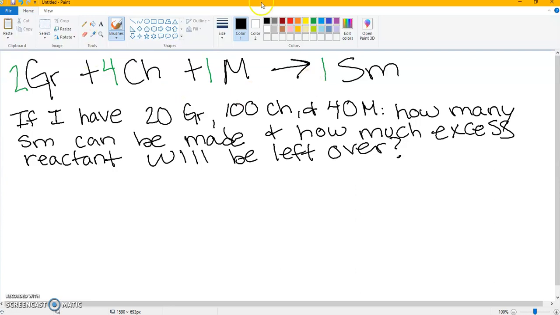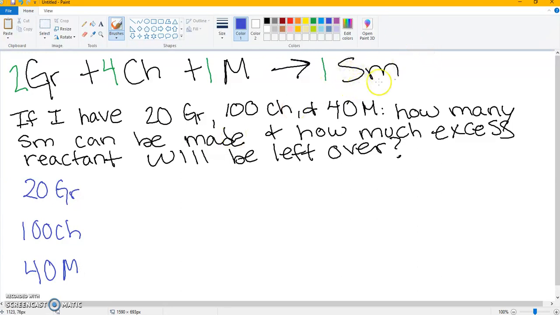Okay? So starting off, if I have 20 graham crackers, 100 pieces of chocolate, and 40 marshmallows, how many s'mores can be made? And how much excess reactant will be left over? First I need to find my limiting reactant, because my limiting reactant controls the entire equation. So I'm going to start off with each one of my reactants, my graham crackers, my chocolate, and my marshmallows, and find out how much product can be made.